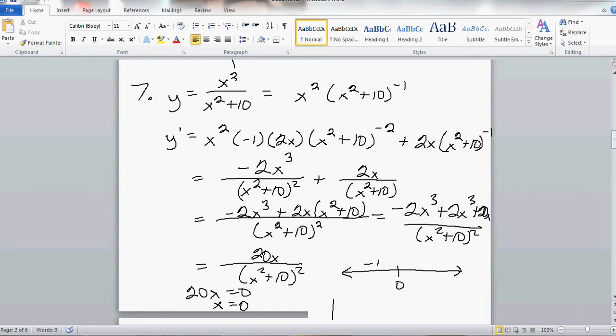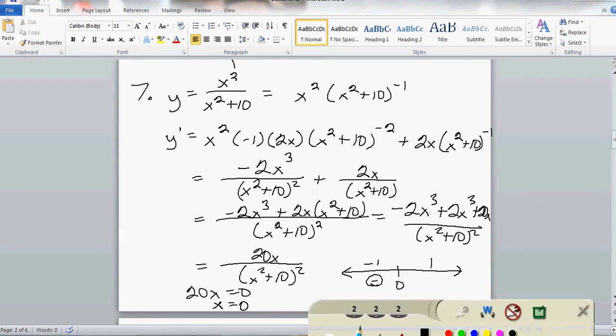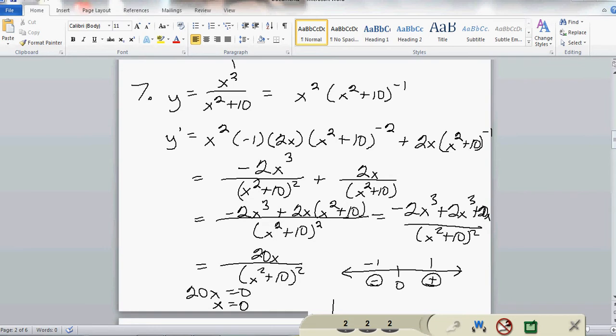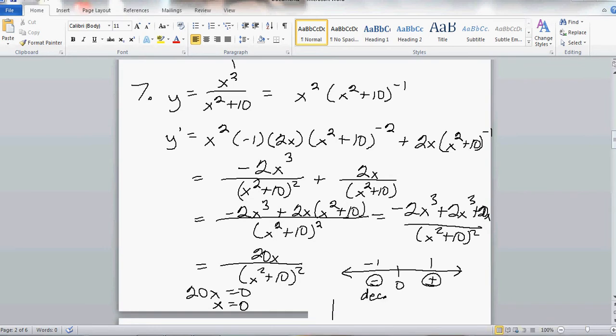So I'm just going to plug in the values negative 1 and 1, and let's see what we get back into y prime. If I plug in negative 1, I get 20 times negative 1, which is negative. This is always positive. Negative over positive is negative. Likewise, 1. Positive over positive. Numerator's positive, denominator's positive will remain positive. So that means this would be decreasing before 0 and increasing after 0. So we do actually have a maximum here.